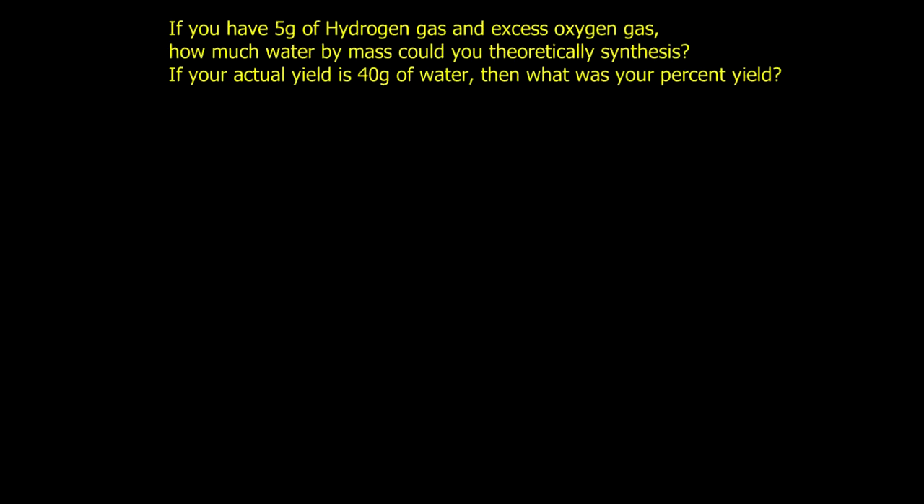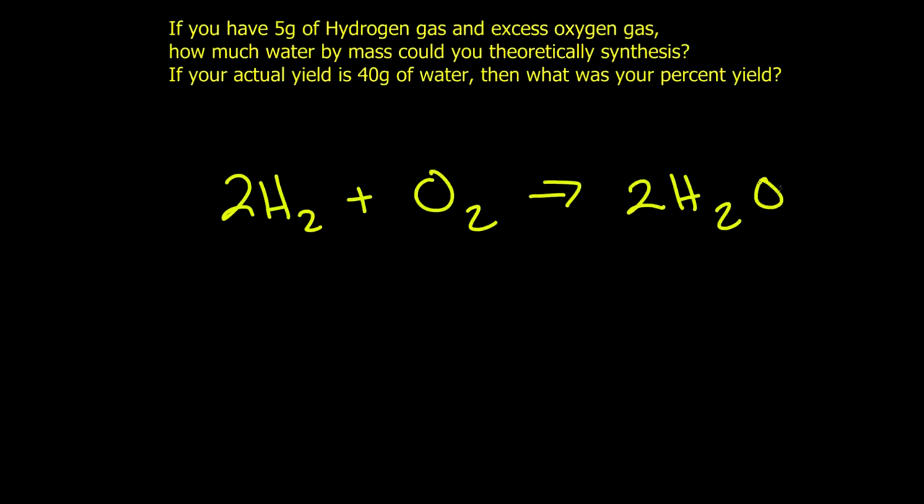Let's do another one. This is the way you'll probably typically see it in an actual stoichiometry problem. If you have 5 grams of hydrogen gas and excess oxygen gas, how much water by mass could you theoretically synthesize? If your actual yield is 40 grams of water, then what was your percent yield? Alright, let's break this down. Well, we've got to have a reaction first. Since we're doing hydrogen gas plus oxygen gas and synthesizing water, that's going to be 2H2 plus O2 yields 2H2O.